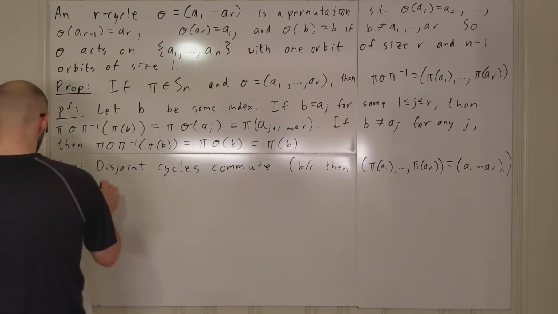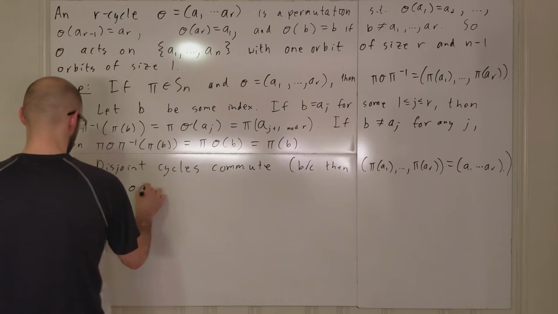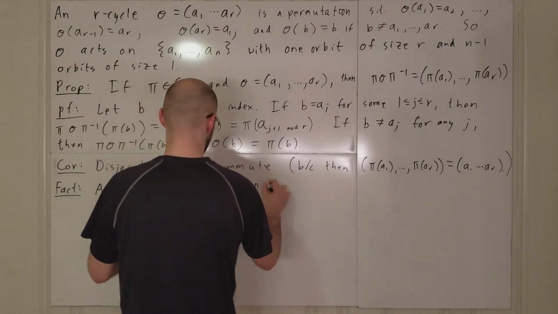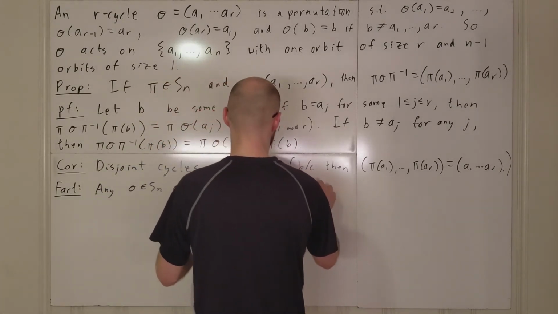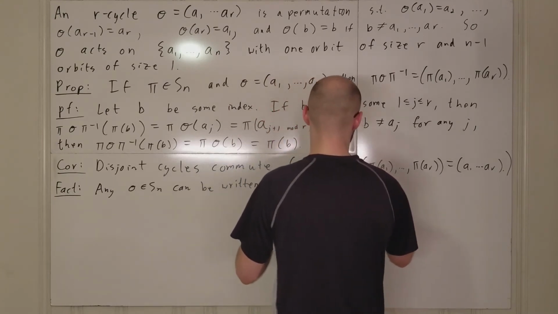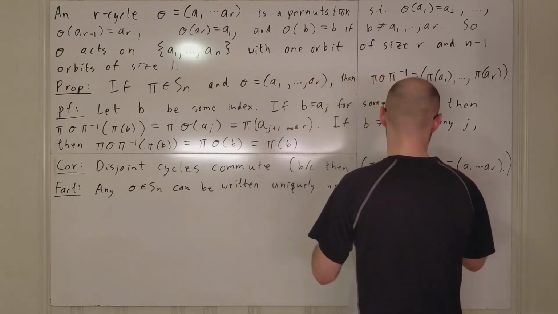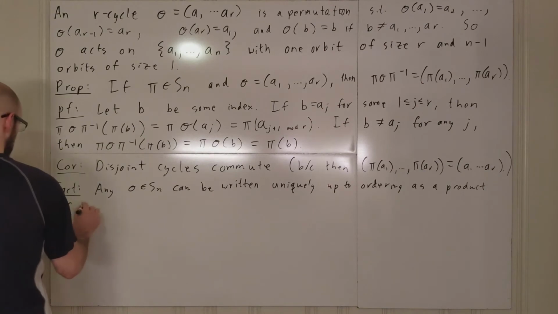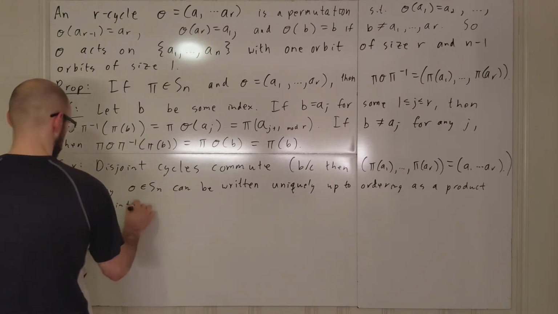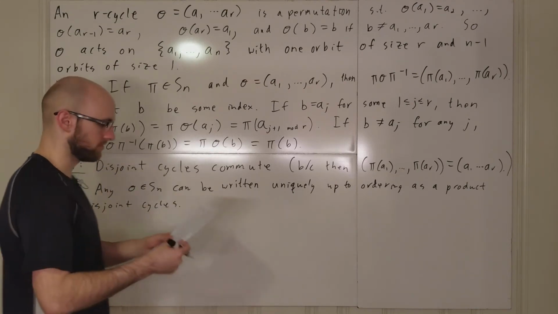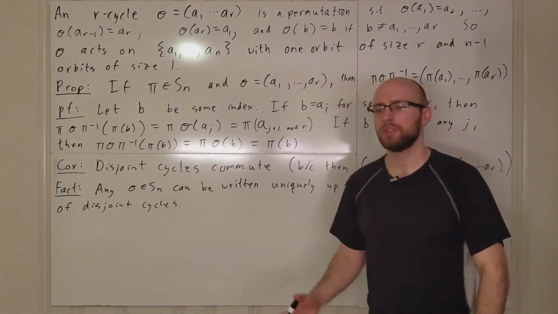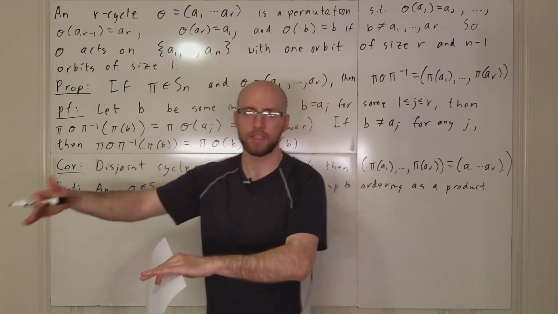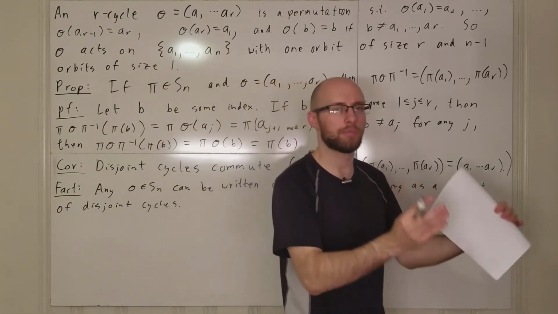And we have a fact. Any sigma in Sn can be written uniquely, up to ordering, as a product of disjoint cycles. And the reason this is true is that what you could do is just start at 1 and see where sigma sends 1, and see where sigma sends that, and where it sends that, and so on and so forth, and that will give you a particular cycle.